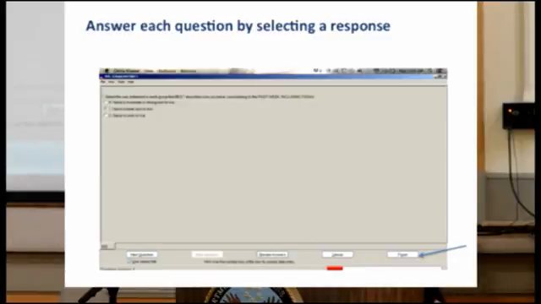So this first question is basically: select the one statement in each group that best describes how you have been feeling in the past week, including today.